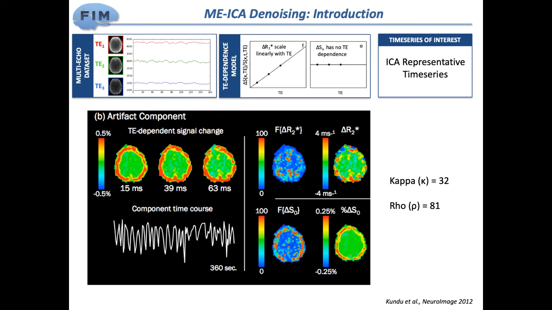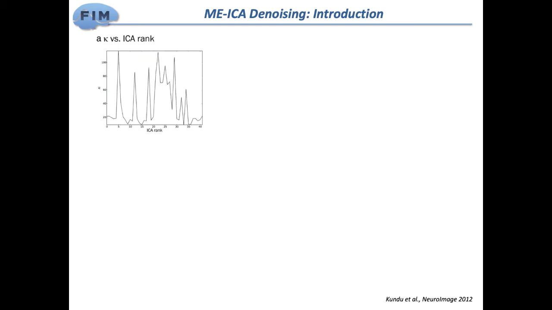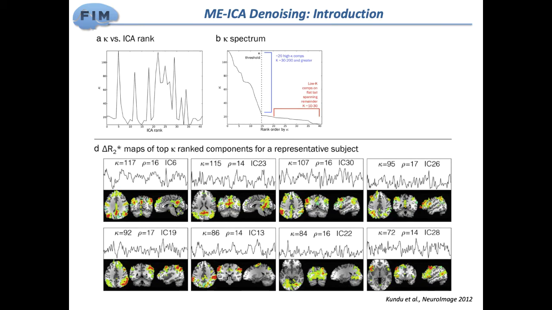So then the trick comes to say, we can look at this ad hoc, but where do we set the cutoff of what we want to get rid of? The way this was originally approached was you have all your ICA components, and these are the kappa values for every ICA component, so how R2 star weighted each is. If you sort them by this kappa value, you can see there's a bunch of components with higher kappa values, and at some point they drop off.